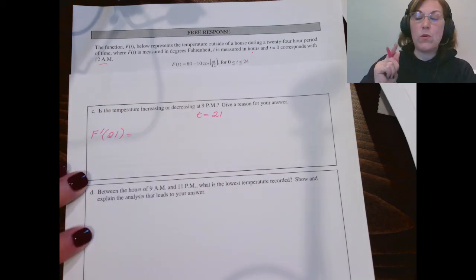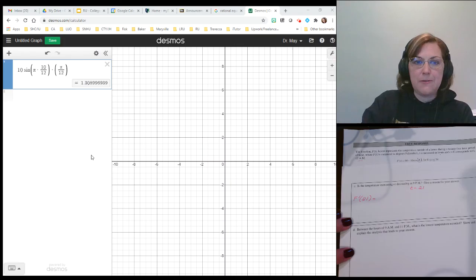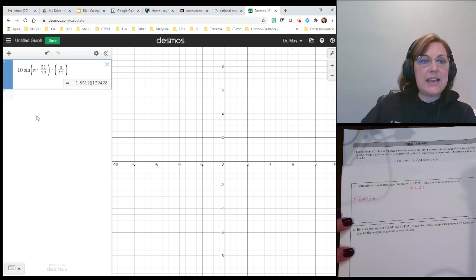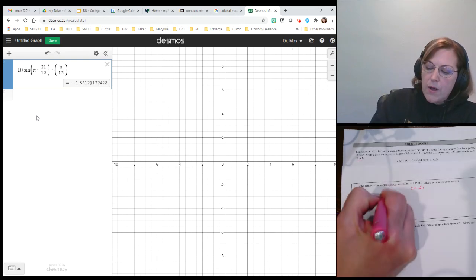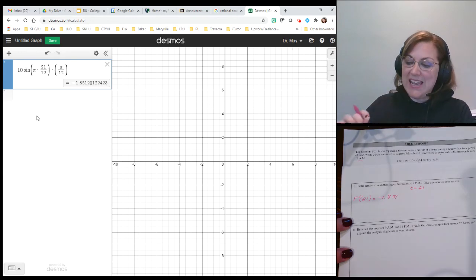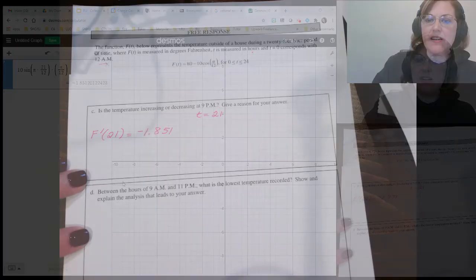Now, friends, remember, we just did this in part A. We found the derivative when t was 10. So I'm going to switch back to that Desmos calculator. Instead of 10, I'm going to put in 21. So let me type that in. And I get a negative 1.851. Remember, with AP, 3 decimal places is required. Okay, I'm going to switch back then.